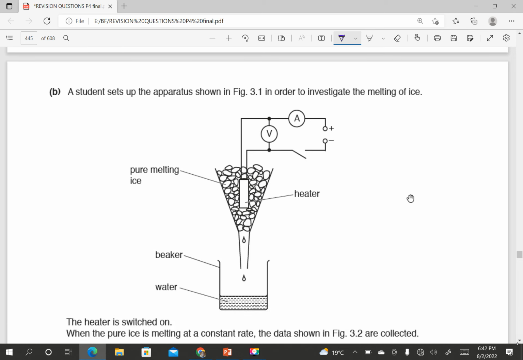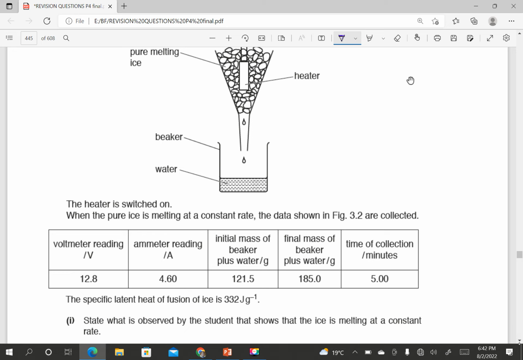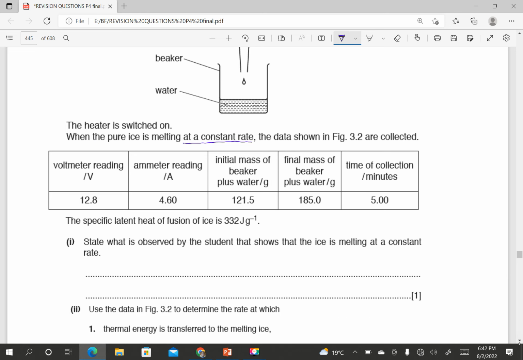Next, they gave us an experiment. A student sets up the apparatus shown in the figure to investigate the melting of ice. The heater is switched on when the pure ice is melting at a constant rate. The data shown in the figure are collected. So we have the voltmeter reading, ammeter reading, initial mass of the beaker, final mass of the beaker plus water. Time of collection is 5 minutes. The specific latent heat of fusion of ice is given as this. State what is observed by the student that shows that the ice is melting at a constant rate.